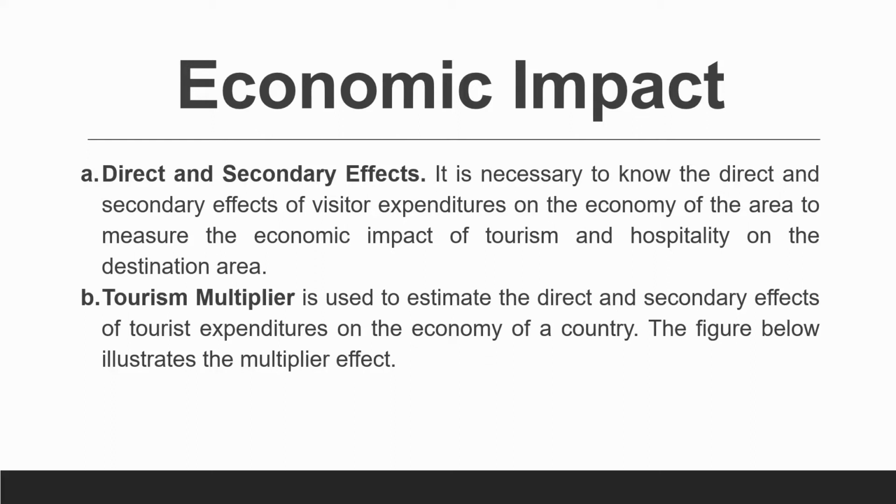Next is tourism multiplier. The term multiplier is used to describe the total effect, both direct and secondary, of an external source of income introduced into the economy. The tourism multiplier or multiplier effect is used to estimate the direct and secondary effects of tourist expenditures on the economy of a country. So now we will illustrate the tourism multiplier.